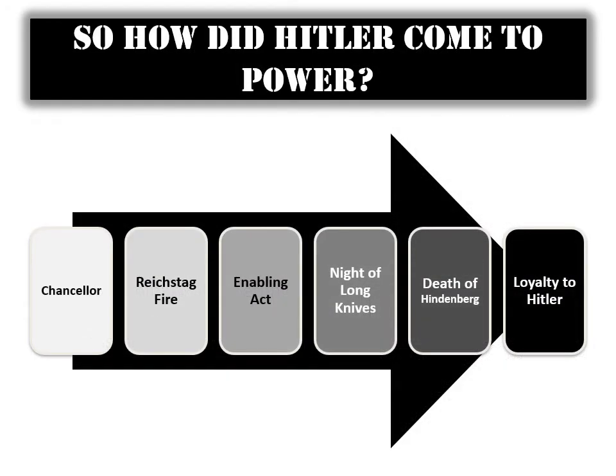So how did Hitler come to power? Hitler was first named Chancellor after pressuring the president Paul von Hindenburg. Next, the Reichstag fire gave him emergency powers which allowed him to enact the Enabling Act, thereby eliminating his political adversaries. The Night of Long Knives removed the SA and Ernst Röhm. The death of the president allowed Hitler to combine the roles of the chancellor and the president. Finally, he required an oath of loyalty from those in the military.